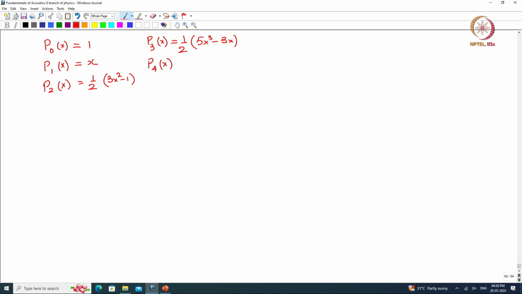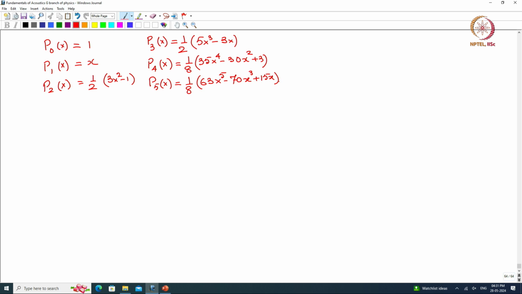P4 of x is equal to 1/8 of 35x fourth minus 30x square plus 3, and P5 of x is 1/8 of 63x to the 5 minus 70x cube plus 15x.